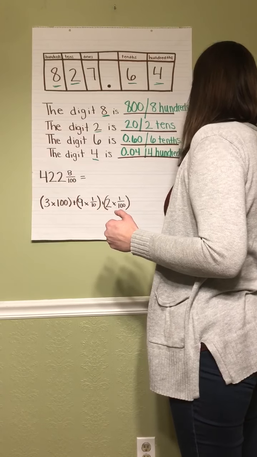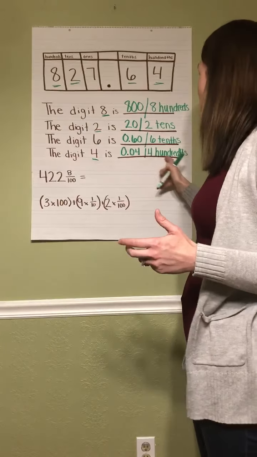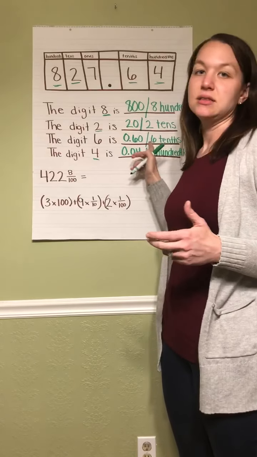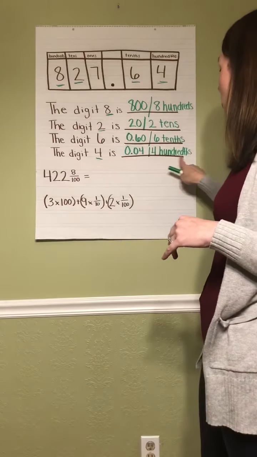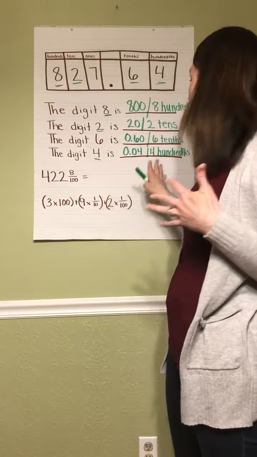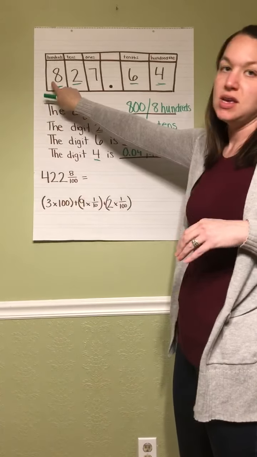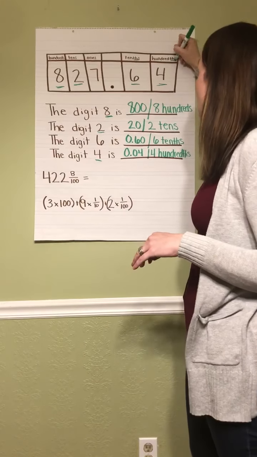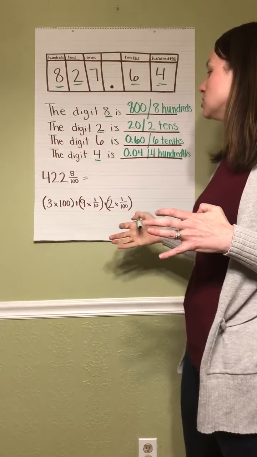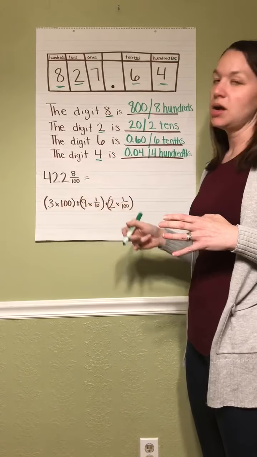Now, what happened somewhat too, guys, is people were writing 4 hundreds here, or 6 tens. You have to make sure that you're putting the TH at the end for tenths or hundredths, because it will mark you wrong. If you say 4 hundreds, that means you think it's over here. So you have to really make sure that you're putting the TH for tenths and hundredths when you're talking about those decimals.